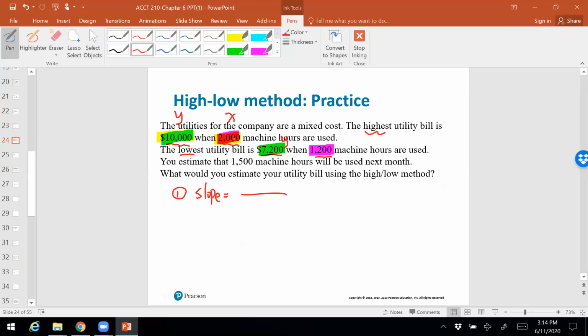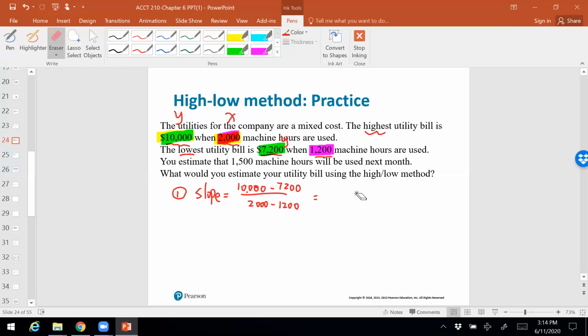High Y, 10,000 minus 7,200. This is high y minus low y, and divided by high x minus low x, 2,000 minus 1,200. So if you can do me a favor, tell me what the number will be.